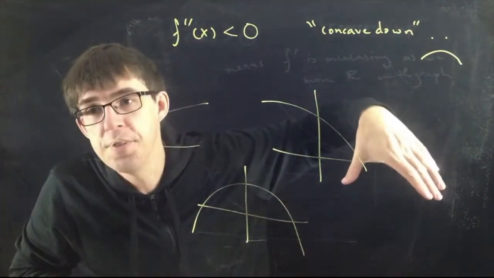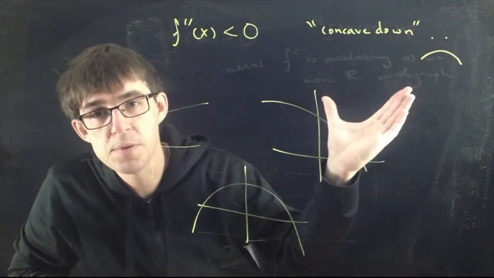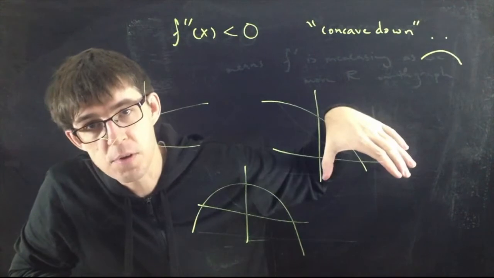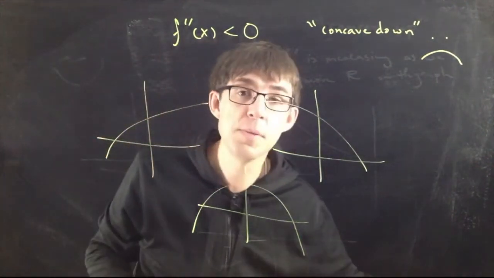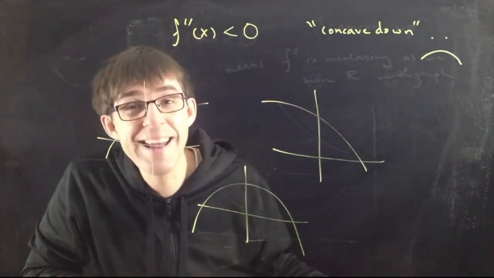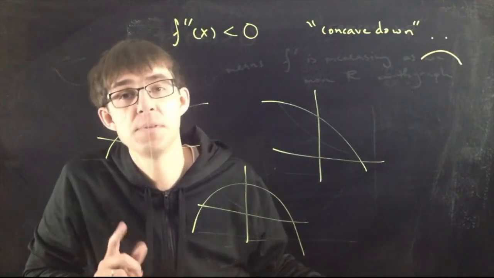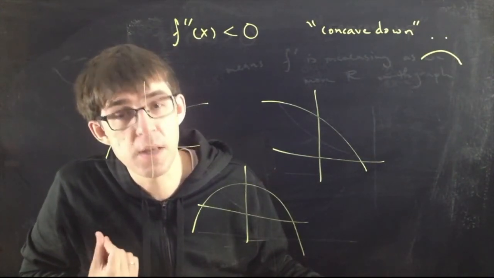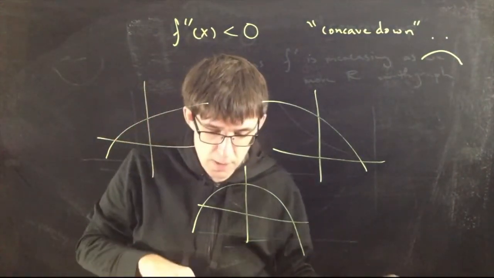It looks like this way around, right? So this shape is concave up, the smiley. This shape is called concave down. And those are measurements of the sign of the second derivative. Second derivative being positive means concave up. Negative means concave down.